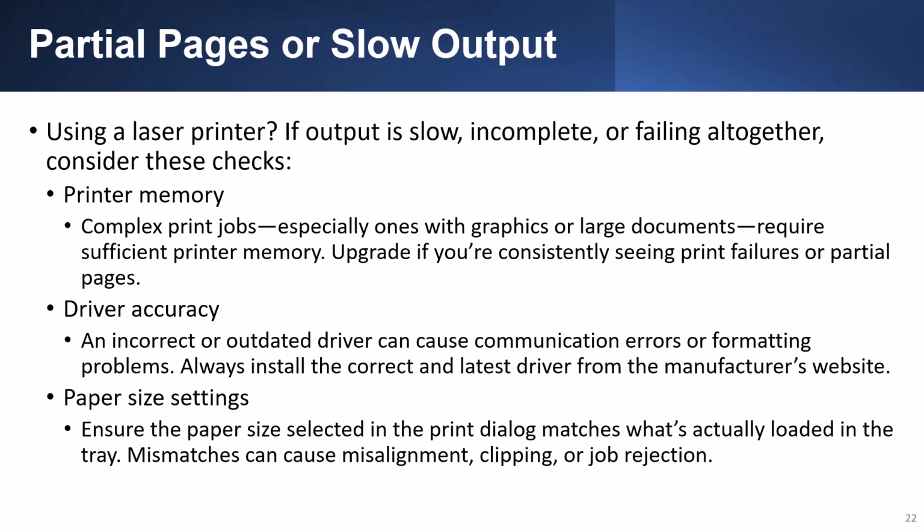Using a laser printer? If output is slow, incomplete, or failing altogether, consider these checks. Printer memory: complex print jobs, especially ones with graphics or large documents, require sufficient printer memory. Upgrade if you're consistently seeing print failures or partial pages. Driver accuracy: an incorrect or outdated driver can cause communication errors or formatting problems. Always install the correct and latest driver from the manufacturer's website. Paper size settings: ensure the paper size selected in the print dialog matches what's actually loaded in the tray. Mismatches can cause misalignment, clipping, or job rejection.